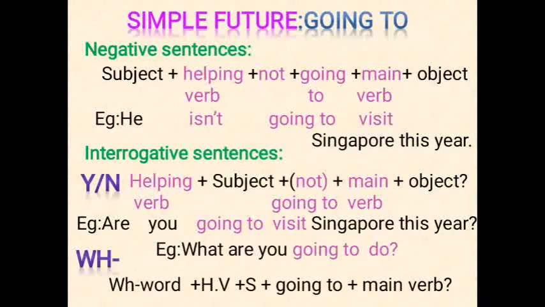Looking at this sentence, we can get the idea of the structure, that is the WH word plus helping verb plus subject plus going to plus the main verb followed by a question mark. Is it not, children? Hope it's clear.